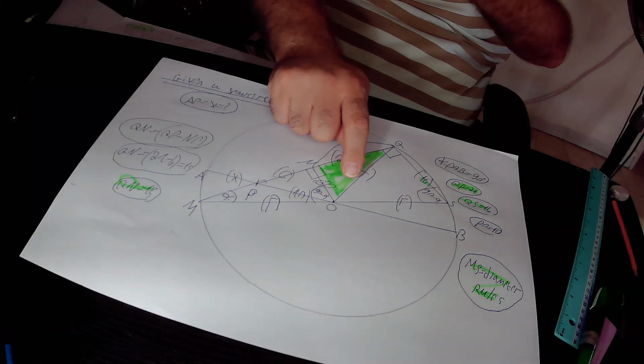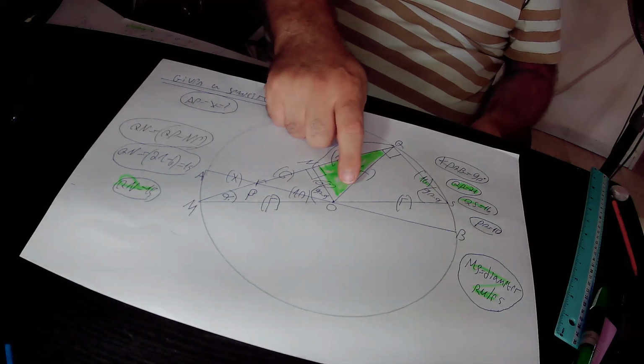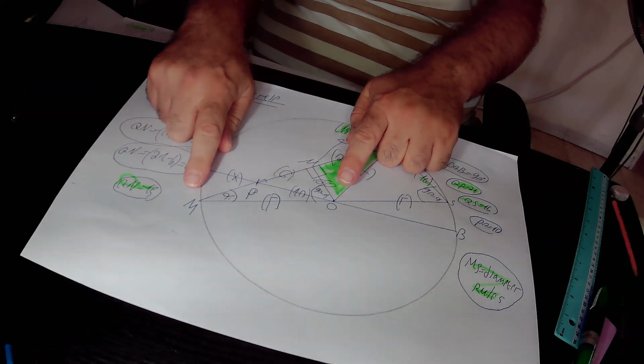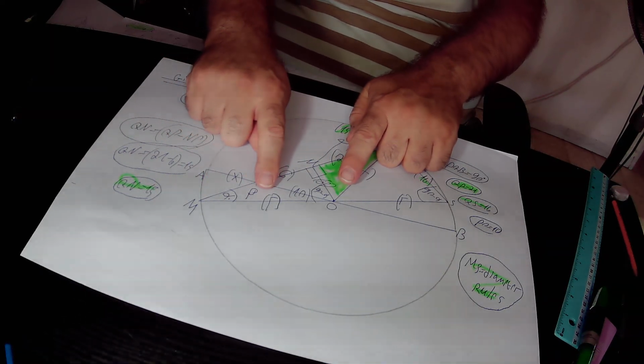We define the radius of this circle as R. So OS equals R. Likewise, OM is also a radius of this circle, and therefore it equals R units in length.